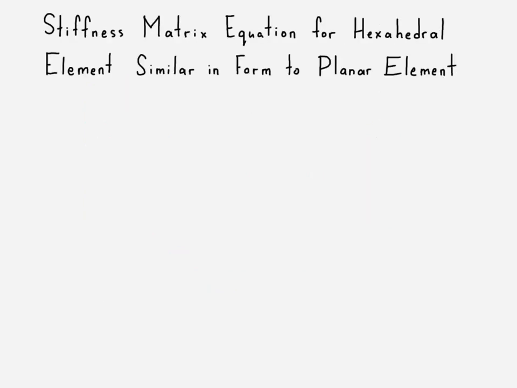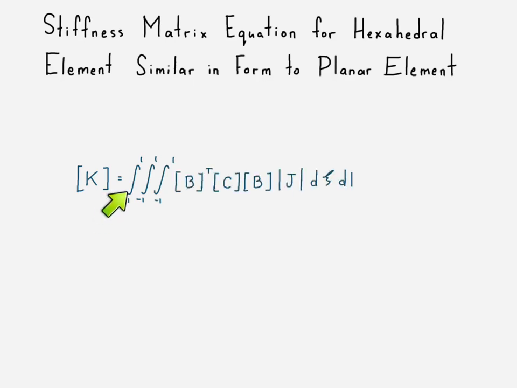All right, let's move on. We have the stiffness matrix equation for hexahedral elements. We want to show that it's very similar in form to our planar element. Notice that instead of having a thickness here, we just have another integral because it's not 2 dimensions, it's 3. We can't assume that it's constant throughout that 3rd dimension, so we need to integrate throughout that 3rd dimension instead.